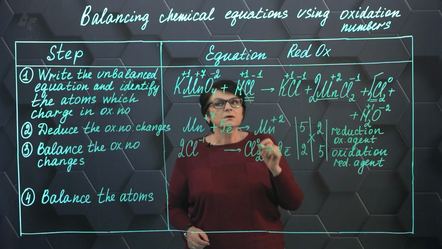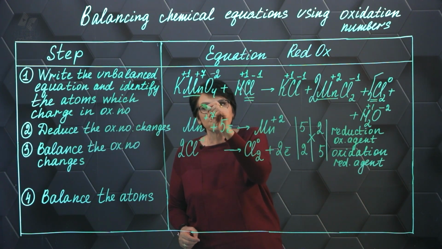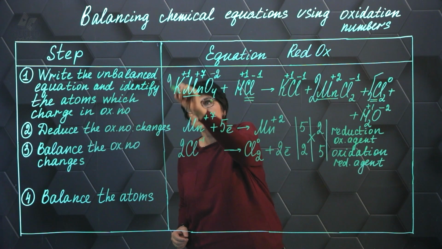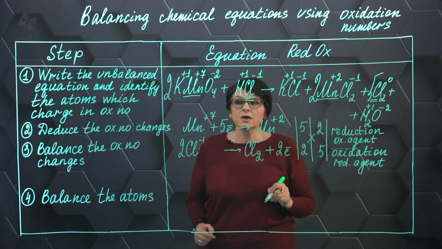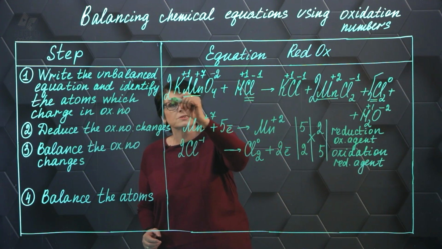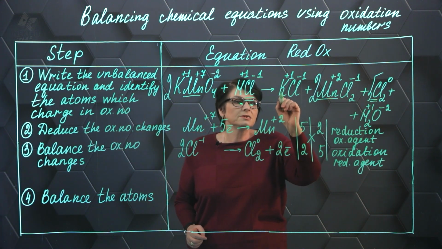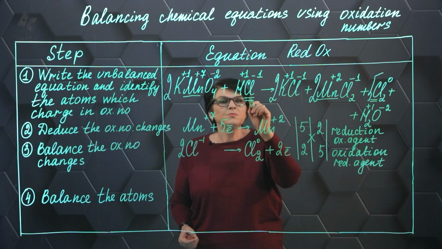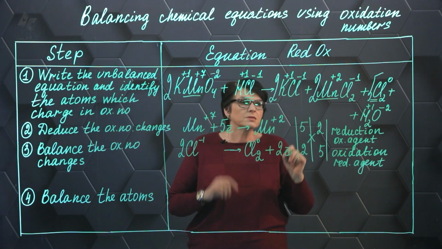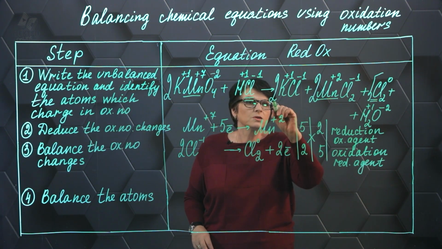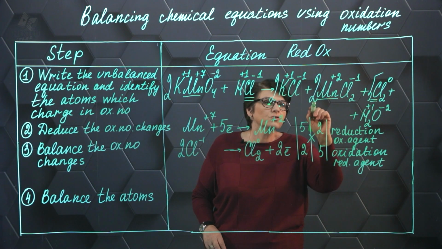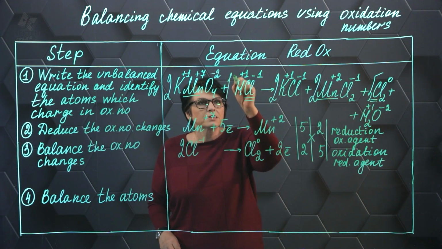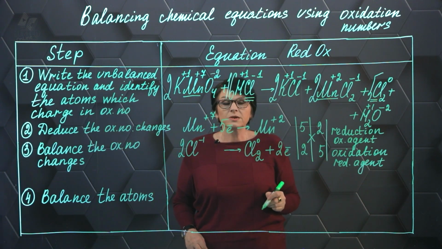Now we begin to equalize by placing auxiliary coefficients. Manganese on the left is 1, on the right is 2. We put 2 in front of the potassium permanganate formula. On the left side, potassium is 2, here it's 1. So we put a 2 in front of potassium chloride. Now chlorine: first we have 2, then we add another 4 to make 6. Adding 10 more gives us 16. So we put 16 in front of hydrochloric acid.